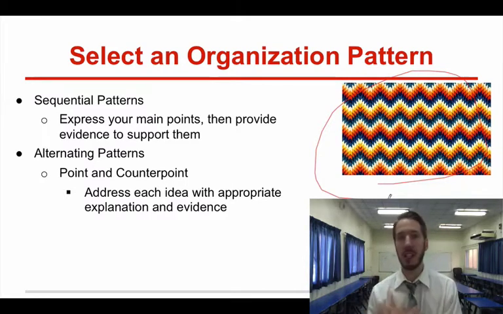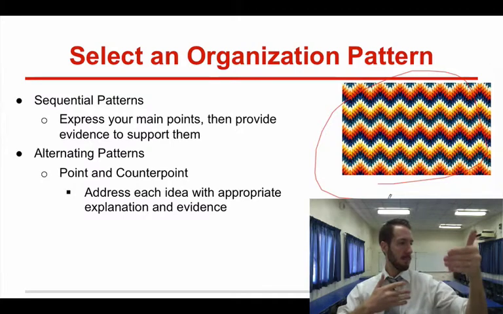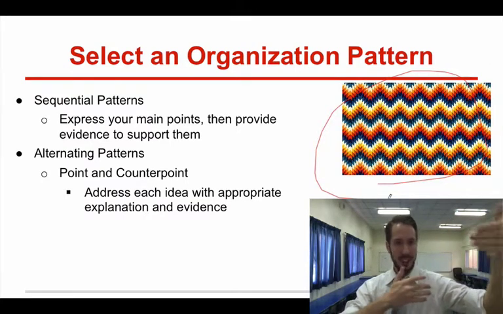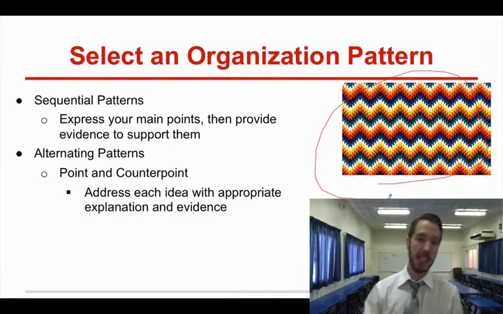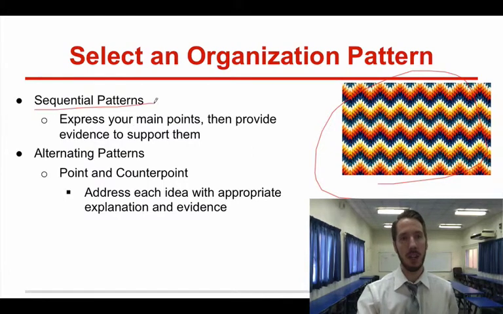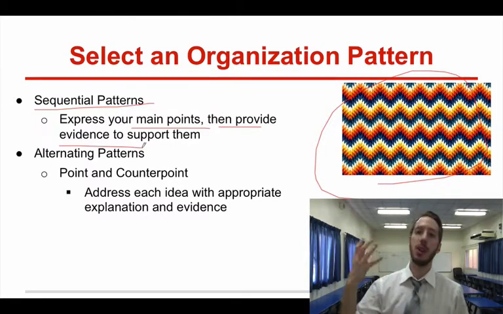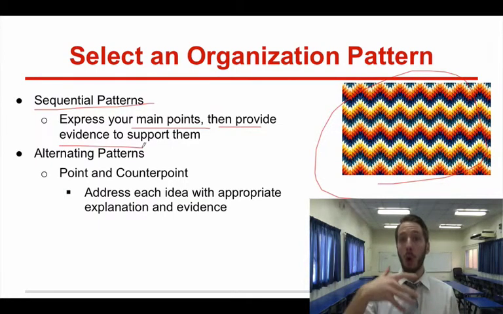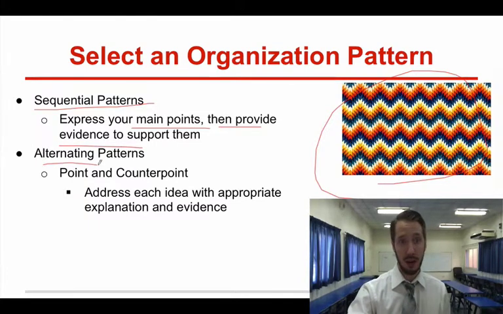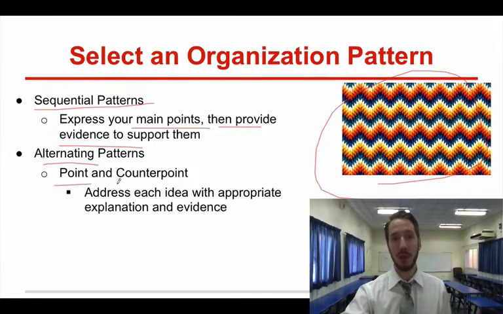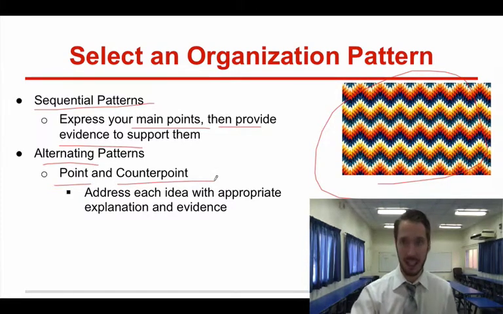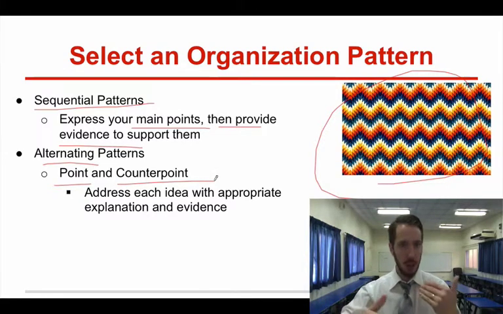There are two patterns that you can really choose from. And the important thing is looking at your points and counterpoints. So one example you could take is a sequential pattern. You express your main points, your reasons, you provide the evidence to support them. After you've done all that, you address the counterpoints. Or you could do an alternating pattern, where you pull out your point or your reason, you provide evidence, and then you address the counterpoint to that particular reason. Then you do a second one, then you do a third one.